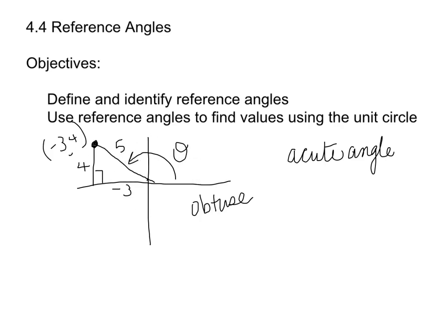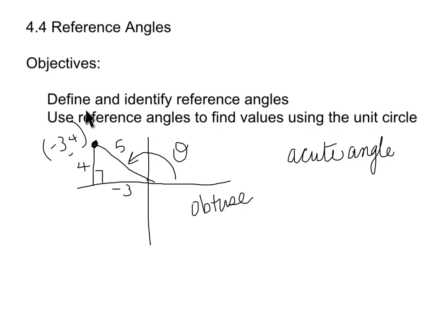What we didn't identify in the last video and the last lesson was that while this is theta right here, theta was not inside the right triangle. The angle inside the right triangle is acute, not obtuse. So that's what we're going to talk about today. We're going to talk about this angle that's inside the triangle, called a reference angle.